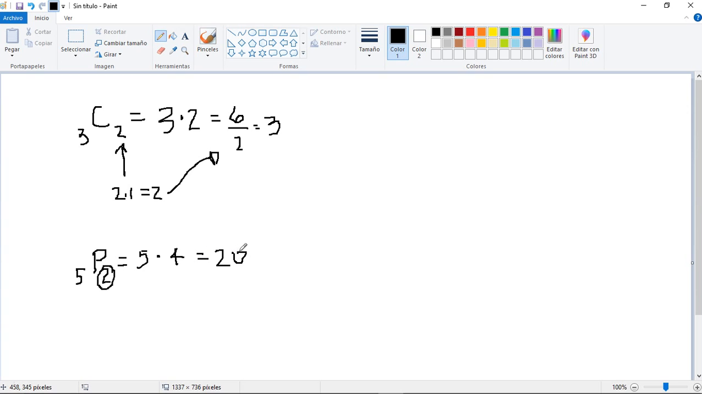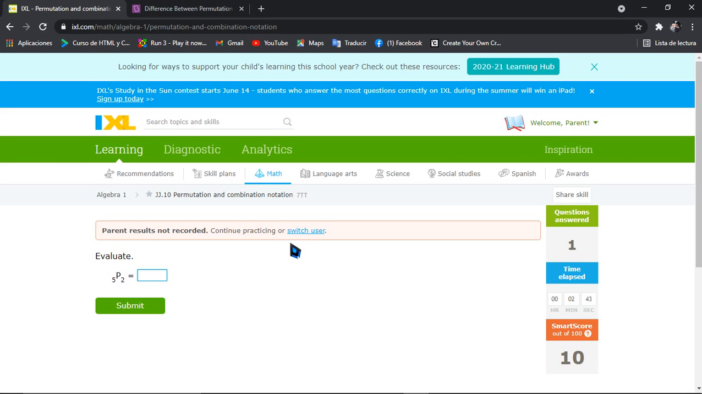Alright, 20. So this permutation is the same as the previous assignment, so there is no problem with this one. I am not going to explain again how to solve permutation. I am just going to do it. So this is 6 times 5, which is 30. Okay, but I want to explain combination. Okay, here combination, let me copy this.